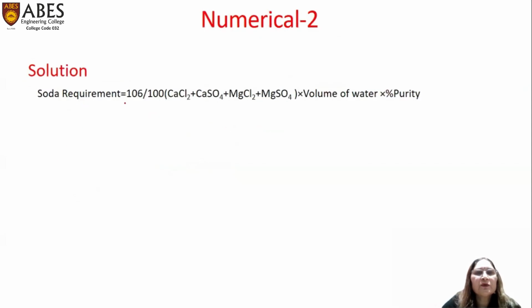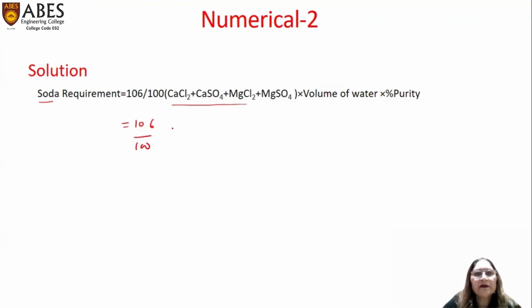Soda requirement is equal to 106 divided by 100 into calcium chloride plus calcium sulfate plus magnesium chloride plus magnesium sulfate into volume of water. These are the permanent hardness causing salts removed by soda.